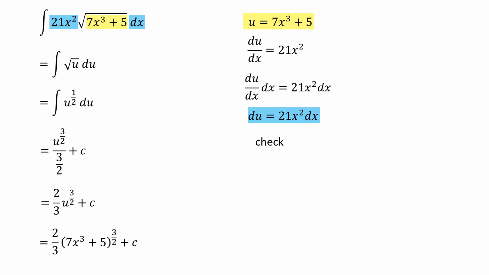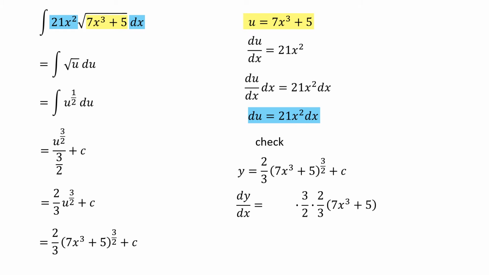Of course, if I want to check my answer, let's take the derivative. When I take the derivative, that old exponent of 3/2 becomes a coefficient. Subtract 1 from the 3/2, I get a half. Take the derivative of what's inside, and I get 21x squared. The plus c, of course, just cancels out. Derivative of a constant is 0. 3/2 and 2/3 cancel each other out. Sure enough, the derivative matches what was inside the integral.